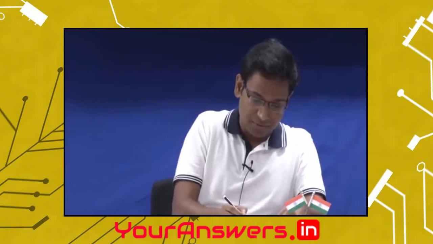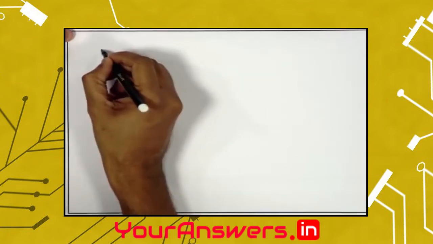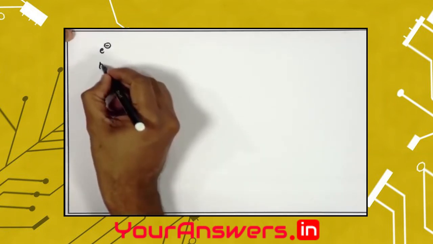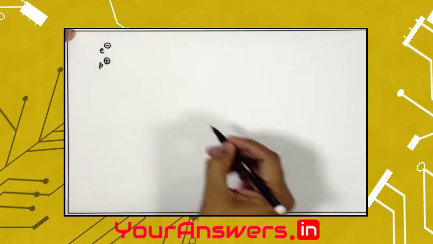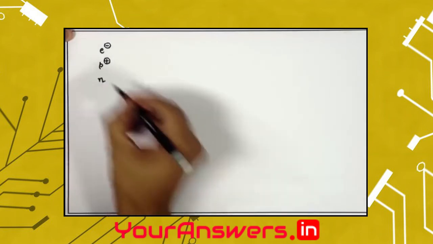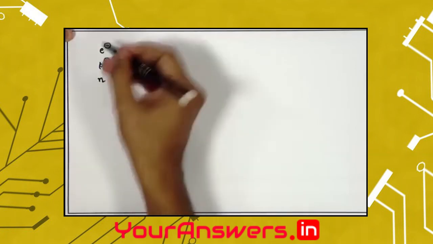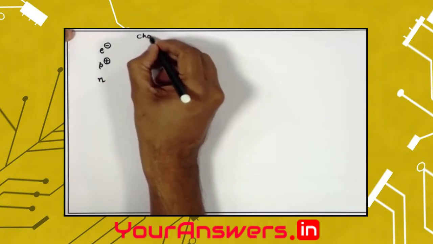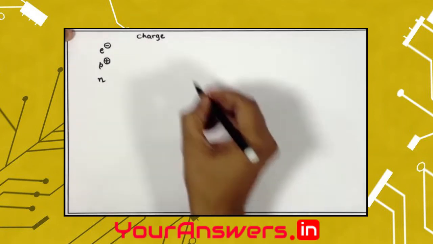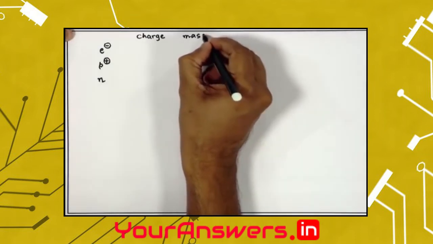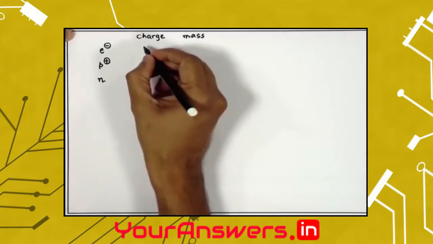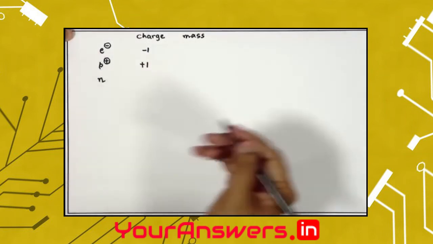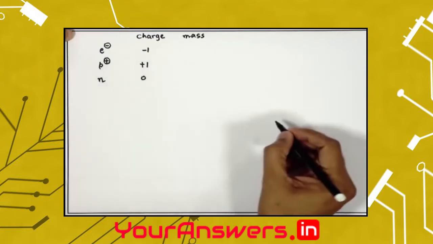Let us summarize first before we start any further. We discussed the electron, I call it E minus. Then we also had the proton, I call it P plus, and then we discussed the neutron, N. These are the 3 fundamental particles that we discussed. Let us make this table. We have charge, we have mass. If you remember, the electron had a relative charge of -1, the proton had a relative charge of +1, and the neutron is a neutral particle, so there is no charge, the charge is 0.